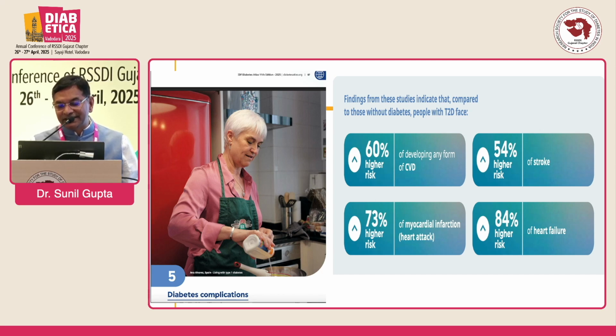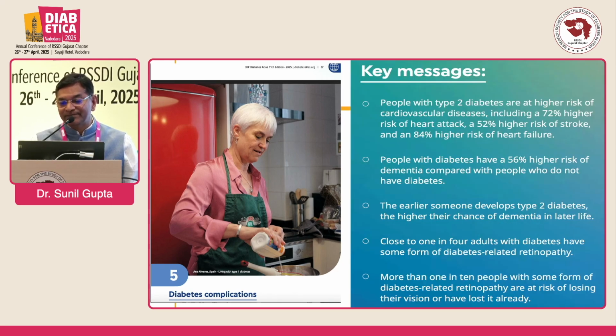So what is the burden of the complications of diabetes? 60% higher cardiovascular disease versus non-diabetics, almost 54% higher number of strokes, 73% higher myocardial infarction, and 84% higher risk of heart failure. From the IDF Atlas, people with type 2 diabetes are at high risk of developing a heart attack.